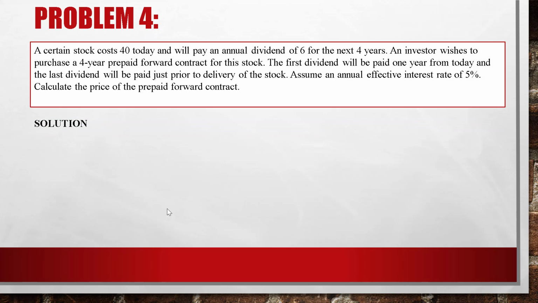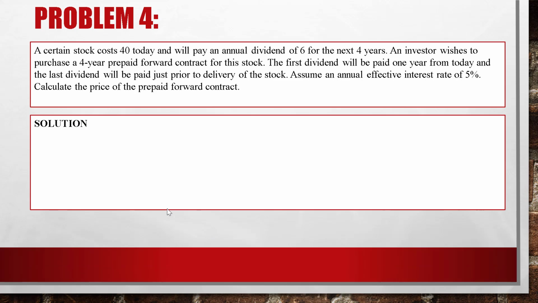Problem 4. A certain stock costs 40 today and will pay an annual dividend of 6 for the next 4 years. An investor wishes to purchase a 4-year prepay forward contract for the stock. The first dividend will be paid 1 year from now, and the last dividend will be paid just prior to delivery of the stock. Assume an annual effective interest rate of 5%. Calculate the price of the prepaid forward contract.